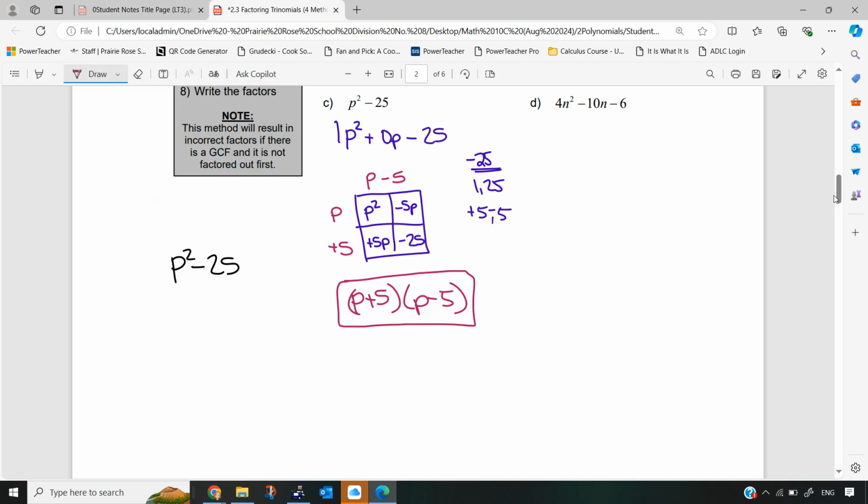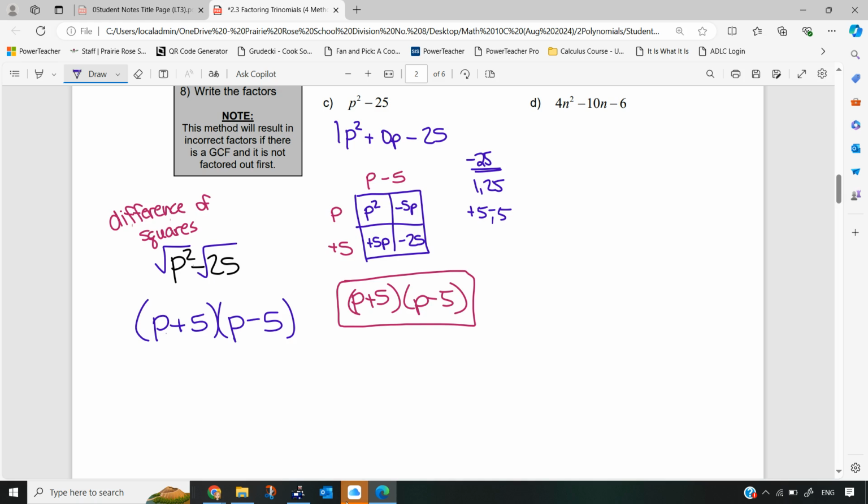P squared minus 25 is a special case referred to as a difference of squares. Notice that I have two terms separated by a subtraction sign, and both of those terms are perfect squares. So this is called a difference of squares. When we're factoring this, we can use a bit of a shortcut. Notice that when I square root p squared, that's going to give me a p. I put that at the front of each bracket. The square root of 25 is 5, but because I need to have opposite signs, one will be positive and one will be negative.